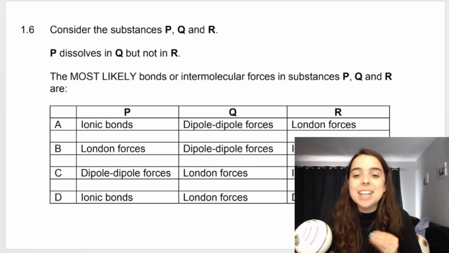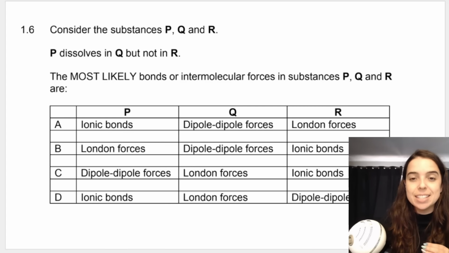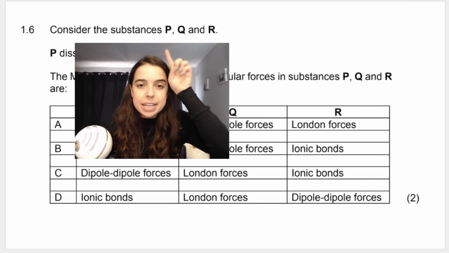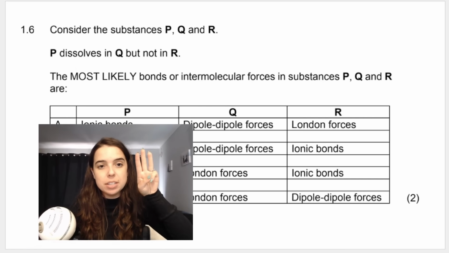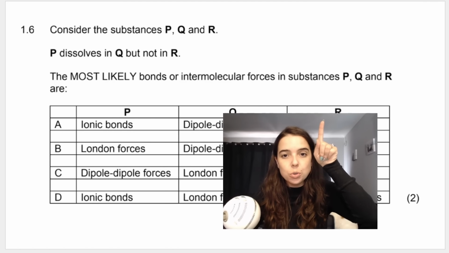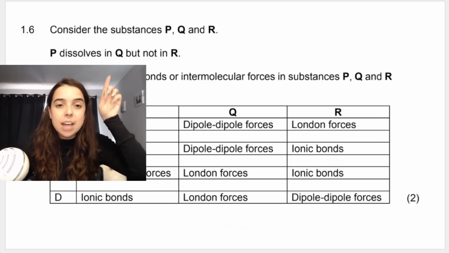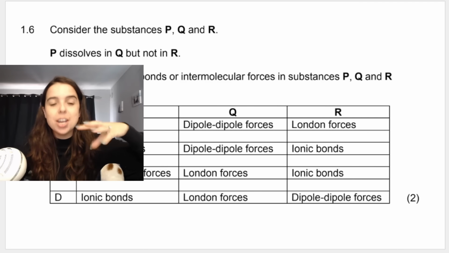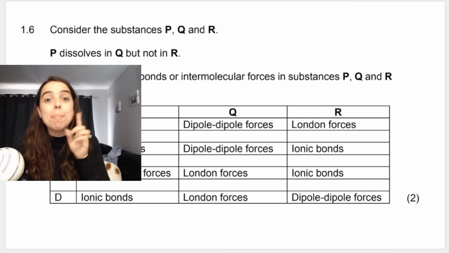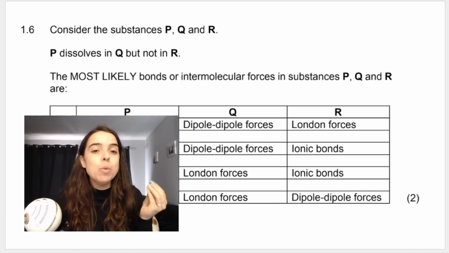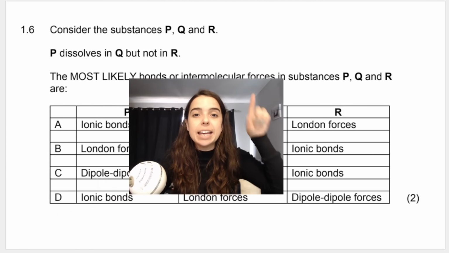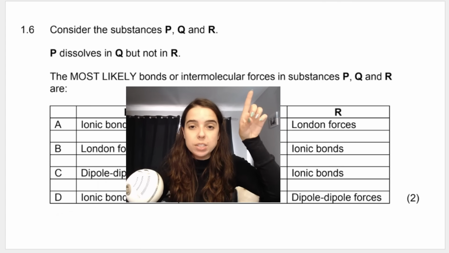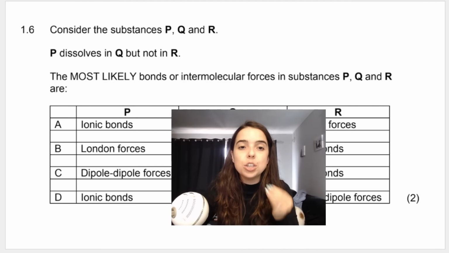Right, here is another question, 1.6. It says, consider the substances P, Q, and R. We've got 3 substances, P, Q, and R. And here they tell you very important information. P dissolves in Q, but not in R. And they want to know the most likely intermolecular forces in substance P, Q, and R.